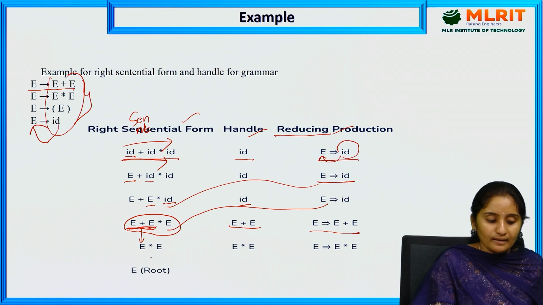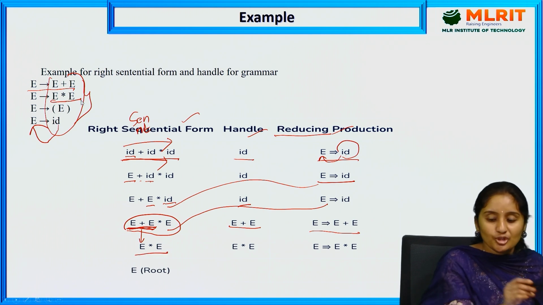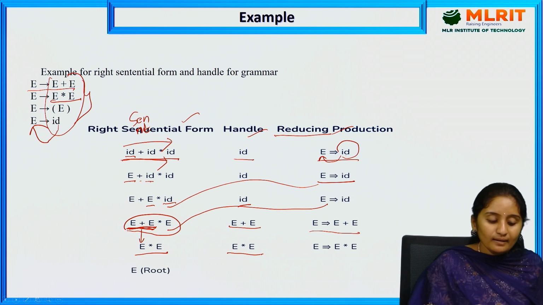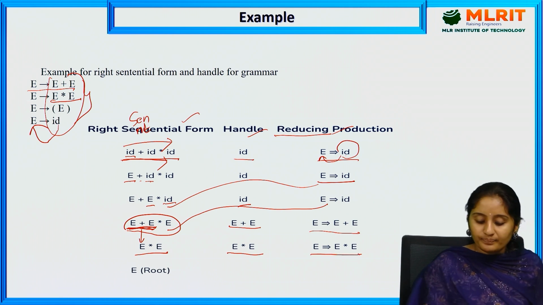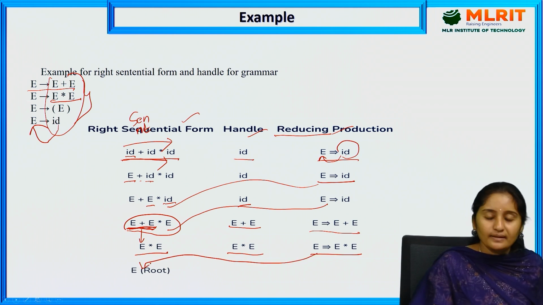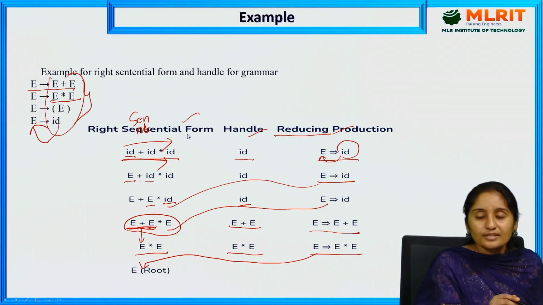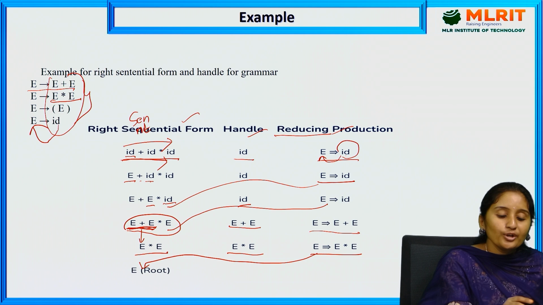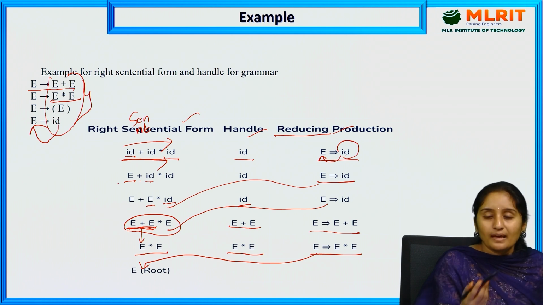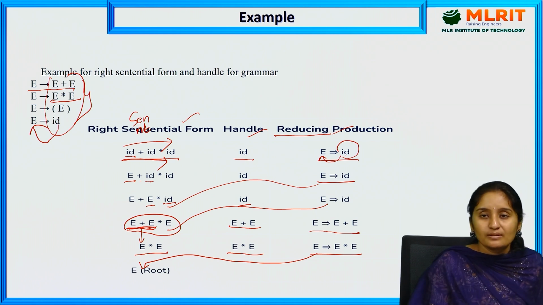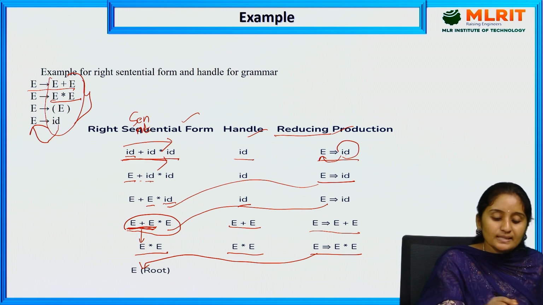E star E. Check whether E star E can be a handle. Yes, it is found in my production. So I write E star E and replace that with E. So that is reduced and written here as E. This is following a right sentential form because we are going to apply rightmost derivation, nothing but expanding the rightmost symbols. So this is nothing but the handle.